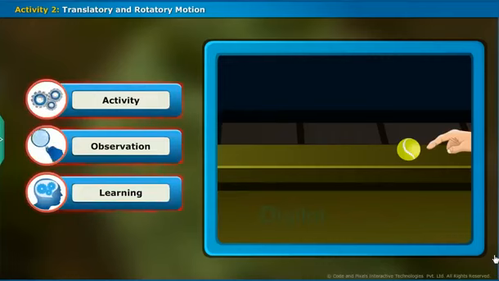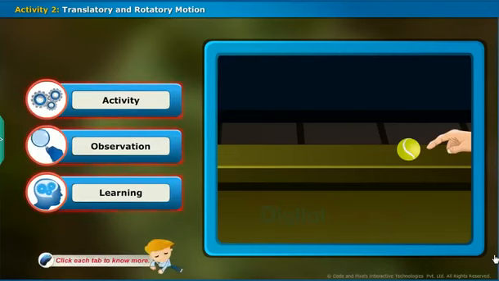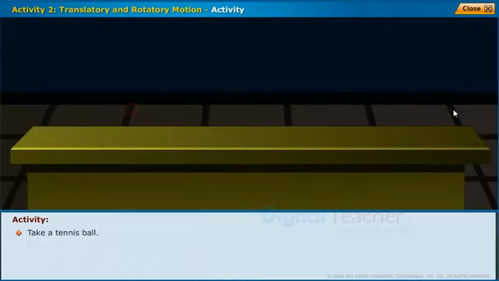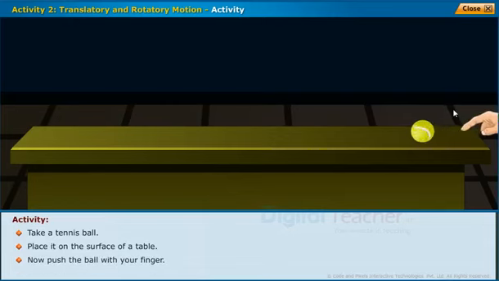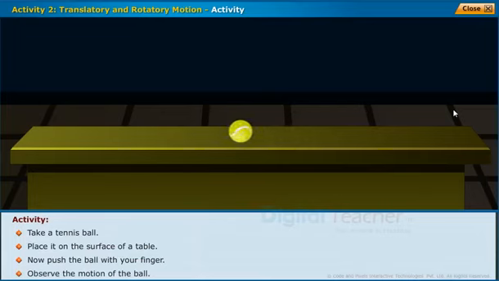Let us perform an activity to observe both translatory and rotatory motion. Click each tab to know more. Take a tennis ball. Place it on the surface of a table. Now, push the ball with your finger. Observe the motion of the ball.